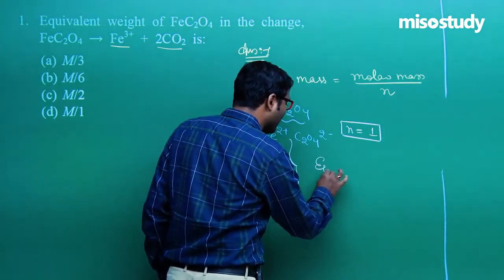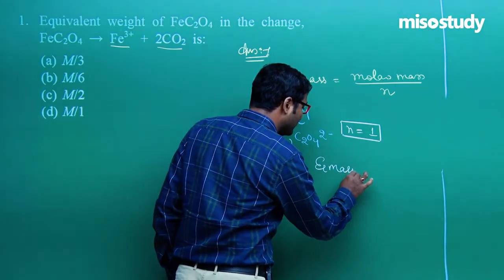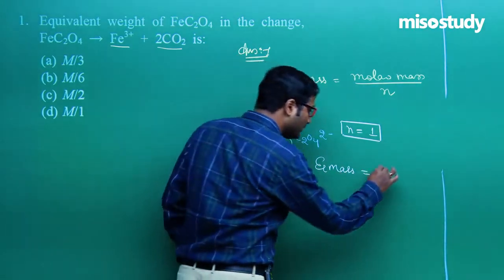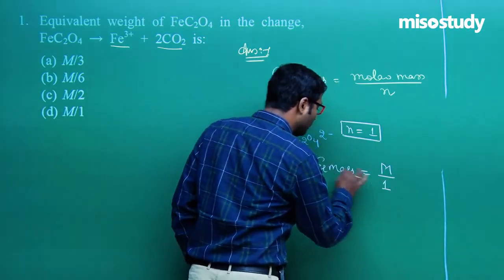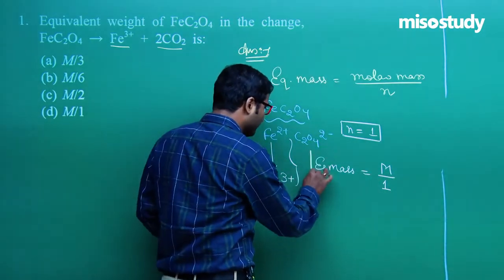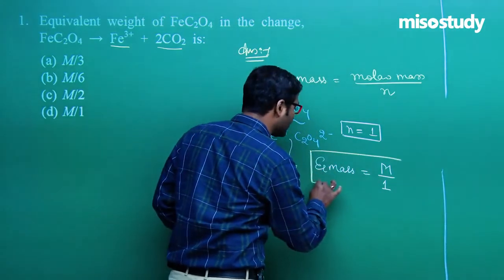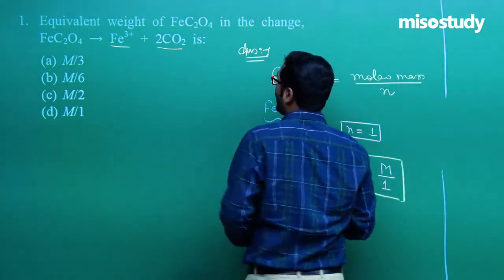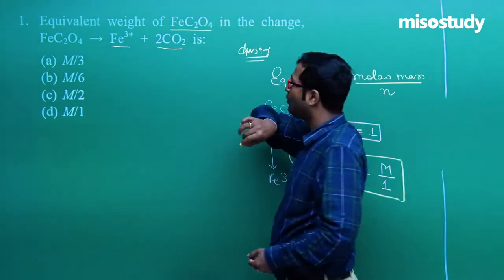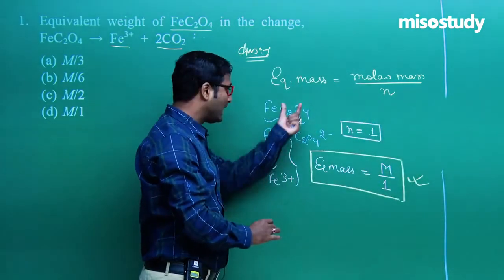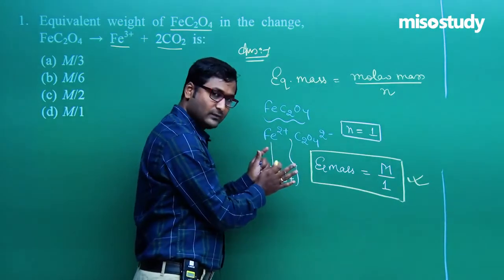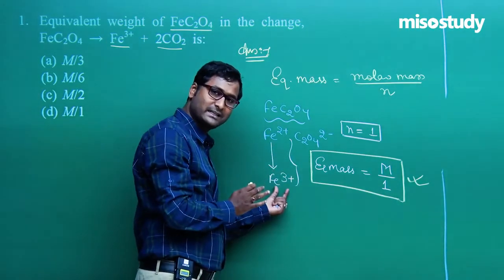So what is the formula of equivalent mass? That is the molecular mass, put the symbol M. What is the value of N? It is equal to 1. So during the reaction, the equivalent mass of FeC2O4 will be equal to M upon N. Check it out. I have enough time. If you have any doubt, you can easily approach me.